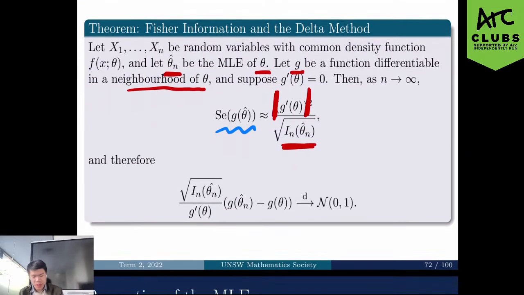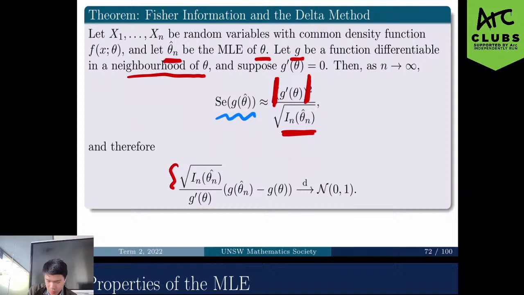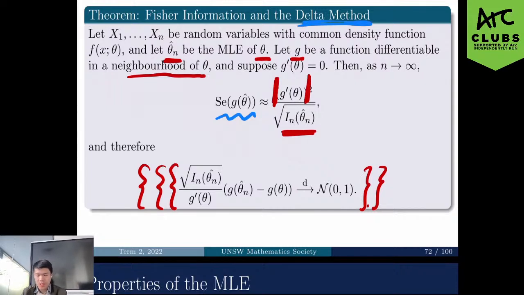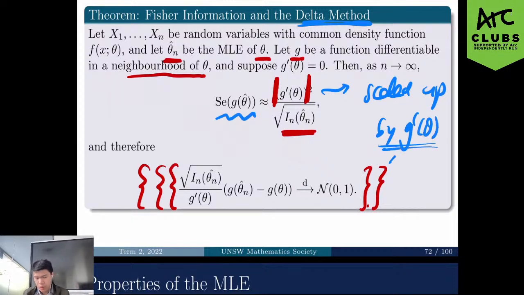Right? And that means that you can actually use this. So if you want to find the distribution of a function of the MLE, then you just use this formula here. Okay? So it's very similar to the delta method. In fact, it comes from the delta method, because you can see the variance is scaled up by g prime of theta. Okay, cool.